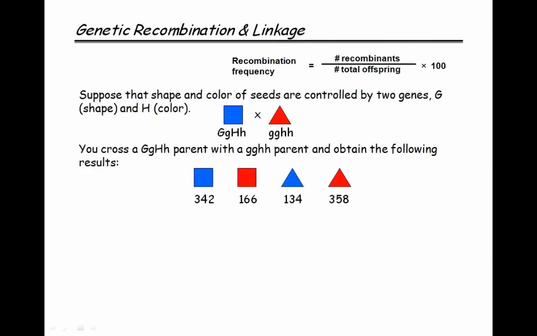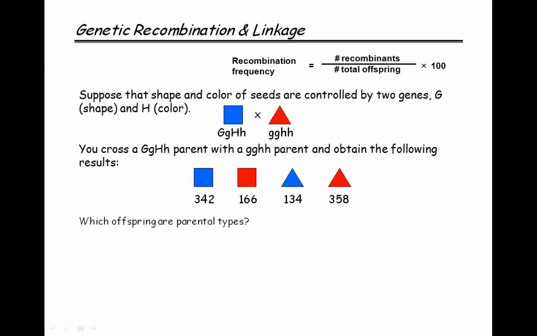If we look at an example here, we've got seed shape and color controlled by two genes. We're calling them G and H. And here we've got our cross. So I'm saying you've done this cross. Here are the offspring that you got, and we want to be able to interpret these results.